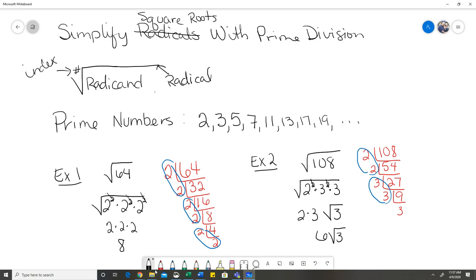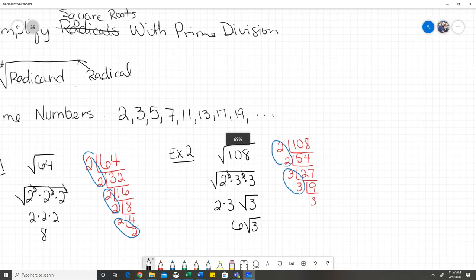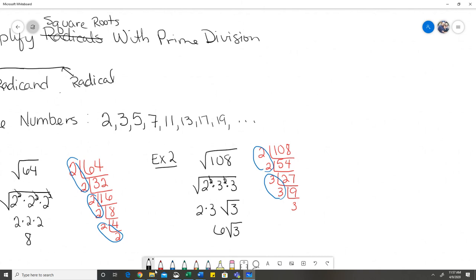What happens if we have a number that's already outside the radical? Okay. So let's look at a third example real quick. I have something like 10 times the square root of 147. Well, I'm going to kind of leave the 10 alone for a little bit. I'm going to go ahead and put it out here. We're going to rewrite this radical in just a moment.